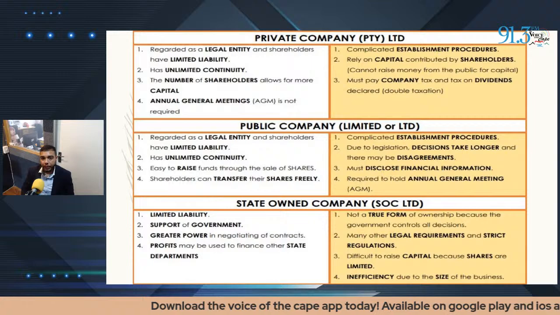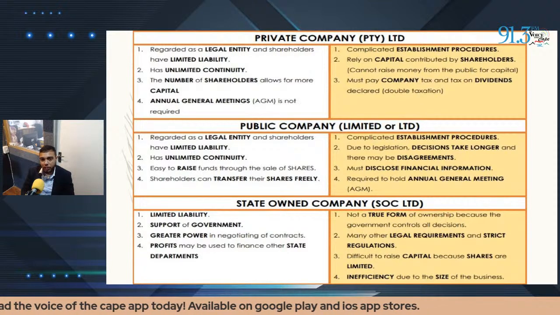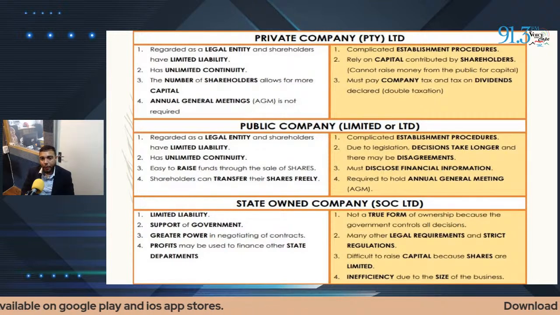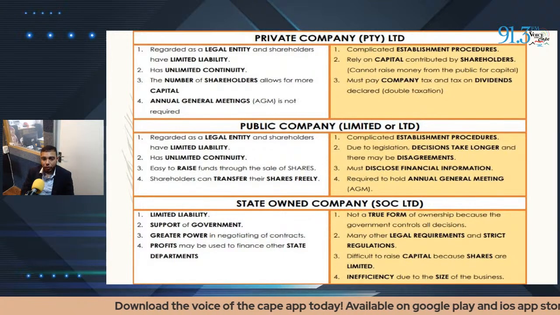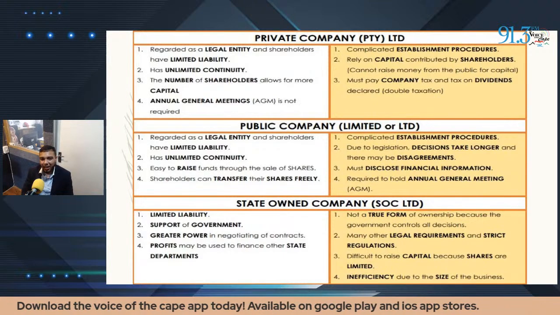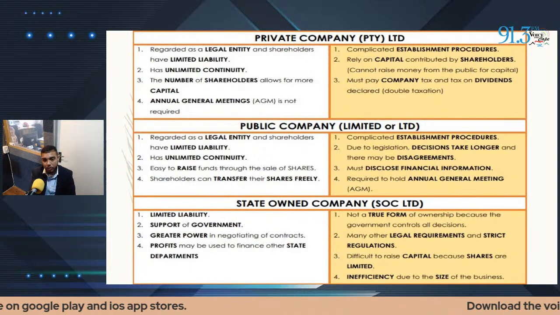Our public company disadvantages is that complicated establishment procedures due to legislation, decisions take longer, and there may be disagreements. Must disclose financial information and is required to hold annual general meetings so that their shareholders can see what is happening in their books. So they need a financial statement.